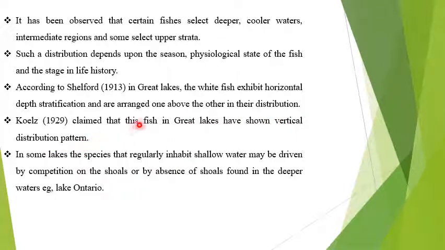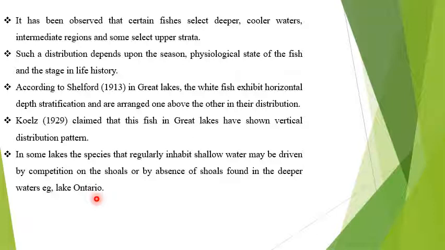So different varieties and different fish compositions choose various habitats and depth patterns and various ecological and morphological conditions. So different fishes are found on different strata of the water body. So nekton distribution depends on the same species at different levels. In some lakes, species which regularly inhabit the shallow water may be driven by competition on the shoal, or by absence of the shoal, to be found in the deeper water. An example is Lake Ontario.